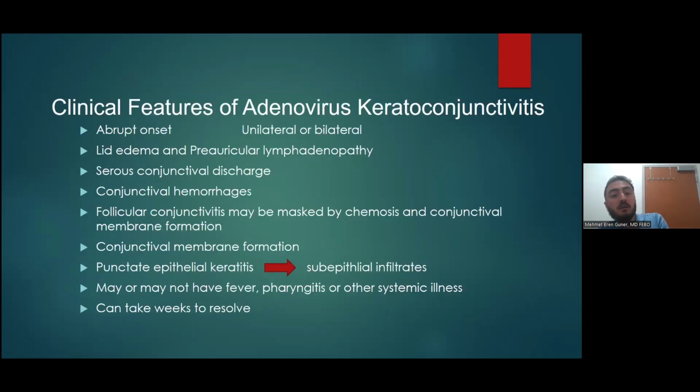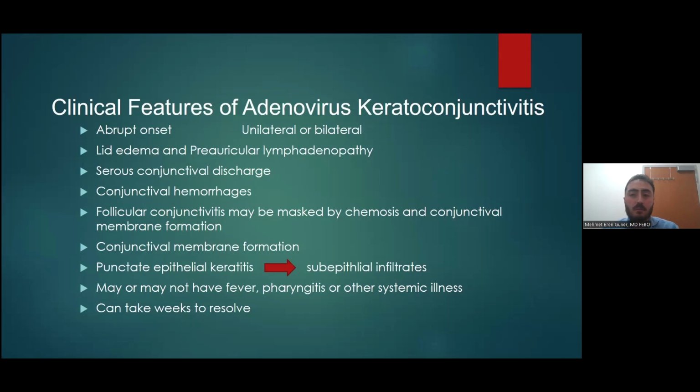All right, what about the clinical features? I'm going to show you a lot of pictures, but again, usually there is abrupt onset. It can start unilateral and it can jump to the other eye. You're going to have a lot of serous discharge. There's going to be significant lymphedema and again, lymphadenopathy. You're going to see conjunctival hemorrhages.